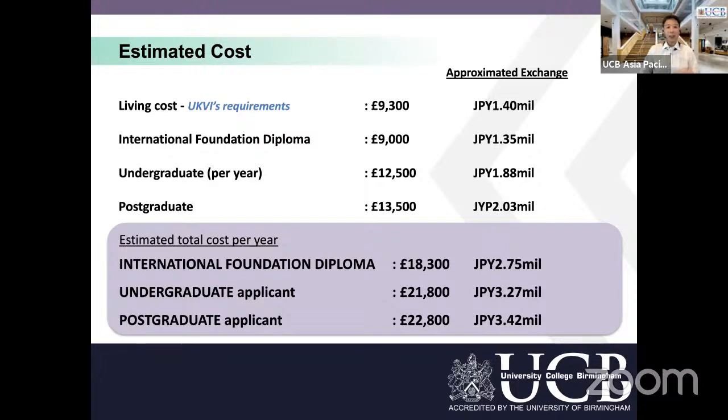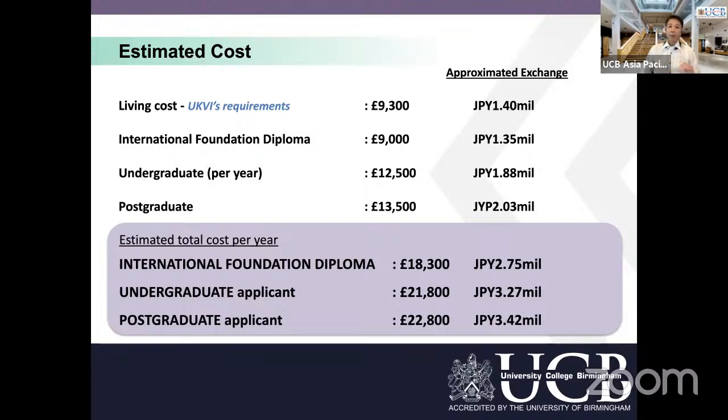Now, the most important thing is the estimated total cost per year. For international diploma students thinking of going to the UK, overall, you will need to allocate £18,300 per year, which works out to about 2.75 million yen. An undergraduate will be 3.27 million yen, and a postgraduate will be 3.42 million yen.